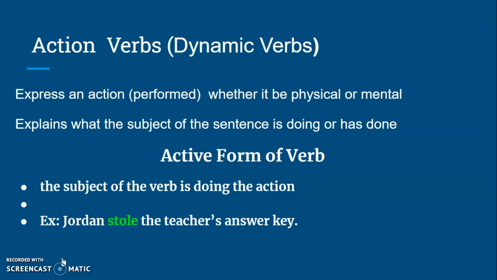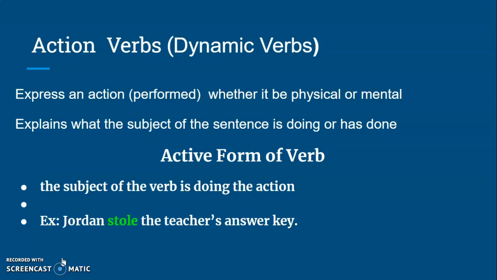An action verb can be physical, you can physically do something, or you can mentally do something. It's going to explain what the subject of the sentence is doing or has done. Active form, the active form of the verb, right? It is simply that the subject of that verb is doing that particular action. Got it? The subject of the verb is performing or doing or has done that action.